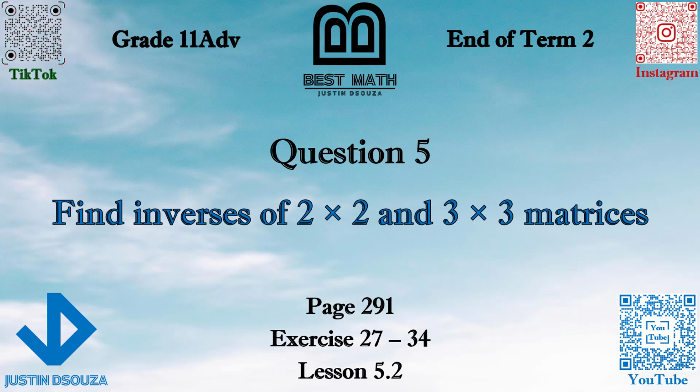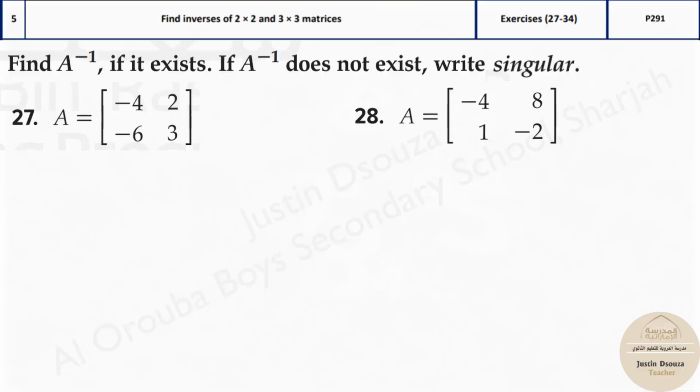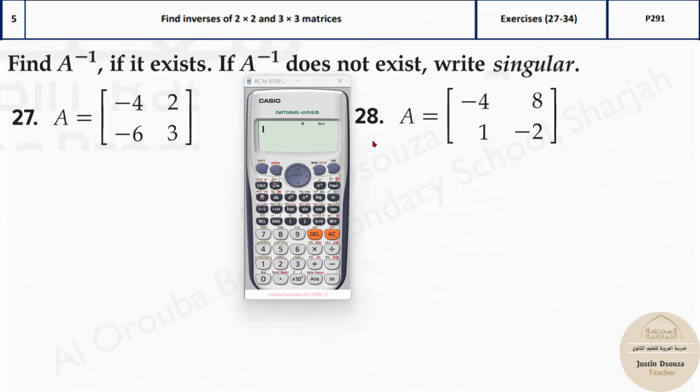Question number 5 is about inverses of 2 cross 2 or 3 cross 3 matrices. This is a straightforward and easy problem in the calculator. So let's take our calculators now. Here you need to follow the methods very closely. You should not do anything wrong because you will not get the answers. First we need to press mode because there's nothing switched on. There's no matrix mode or anything. So press mode and press 6.